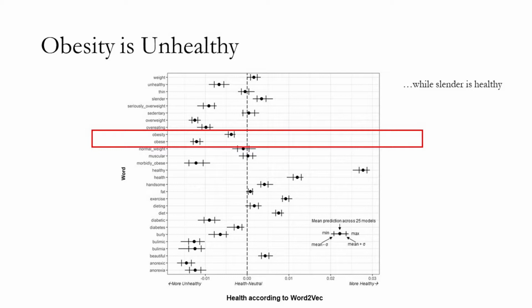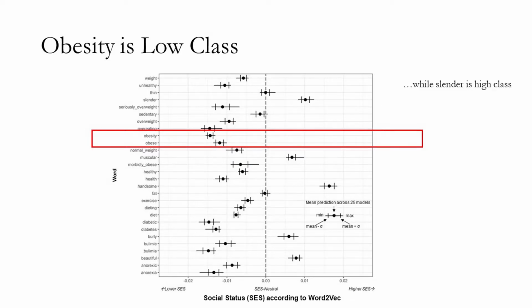So again, we can see obesity and obese are on the unhealthy side, even though the actual links between health and obesity are, according to science, still a little bit fuzzy. But as far as meaning making, it's definitely on the unhealthy side. Again, similar things with class. We can go through and start validating all this stuff, and we can also use it to learn new things, such as this difference between thin and slender. You can see that thin and slender are not the same word, which is something that I hadn't thought about before.